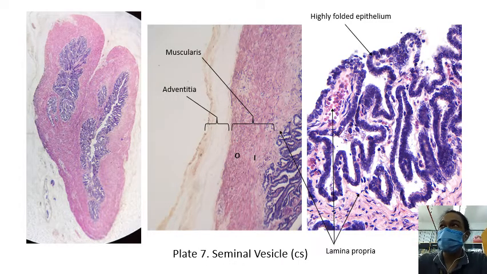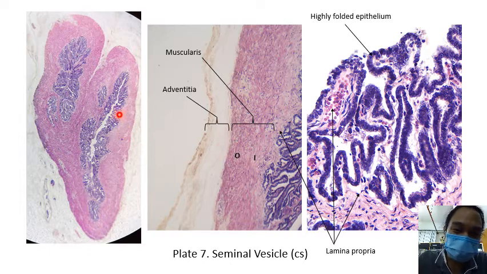Then from the vas deferens, the sperm that has been propelled out of the epididymis will continue moving towards the urethra. But before that, secretions from a gland known as the seminal vesicles will actually add to the volume of the sperm. So we now have the seminal fluid.